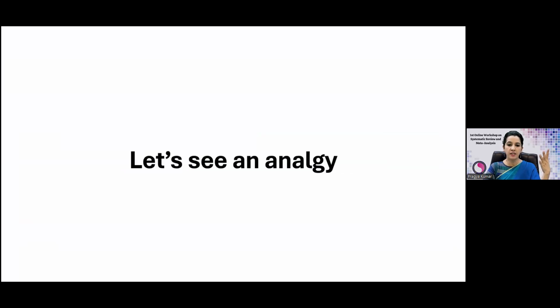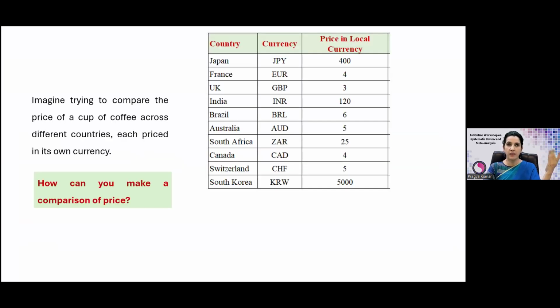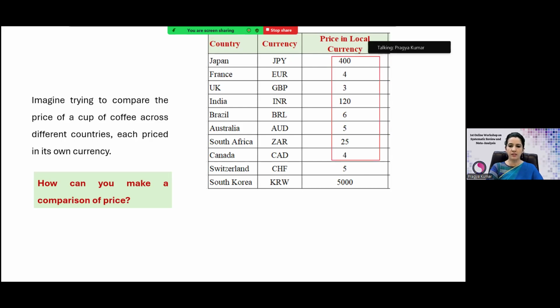Just as an analogy, imagine we are trying to compare the price of a cup of coffee in all these countries: Japan, France, UK, India, Brazil, Australia, South Africa, Canada, and Switzerland. In their local currency, the price of coffee ranges from, say, 5,000 in South Korea to, let's say, the least in the UK, which is 3 euro. So I cannot infer where coffee is costly or more affordable.